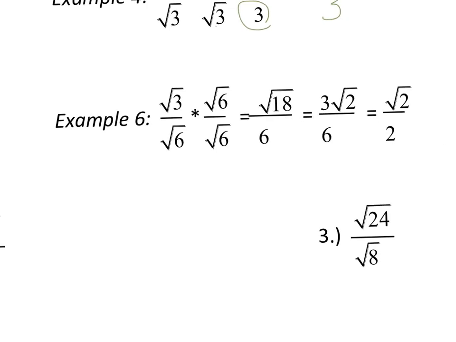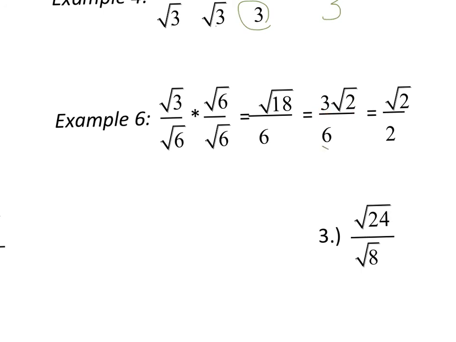Okay, again, square root of 3 divided by square root of 6. Square root of 6 doesn't break down, so I just multiply him by himself, top and bottom. 3 times 6 is 18. Square root of 6 times square root of 6 is just plain old 6. 18, remember, is 2 and 9. 9's the perfect square, so that breaks down to 3 square roots of 2.